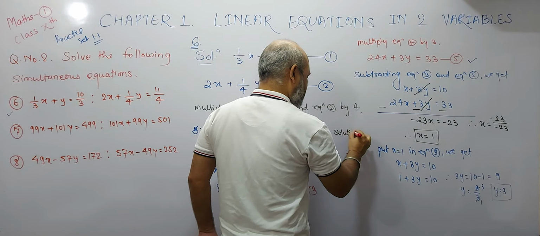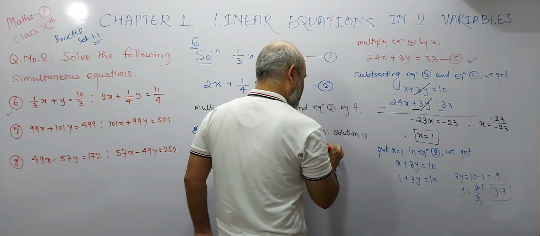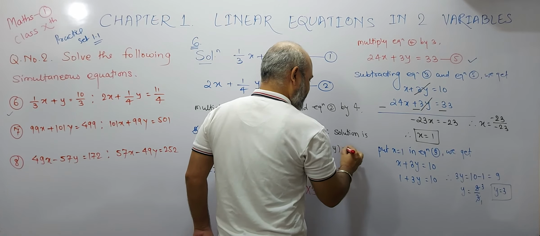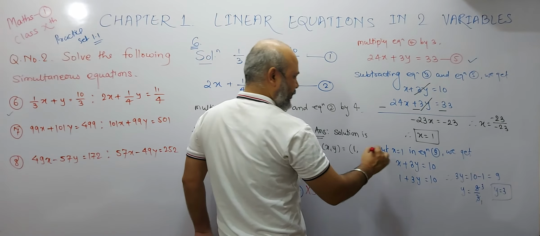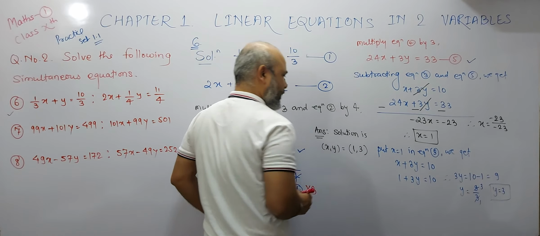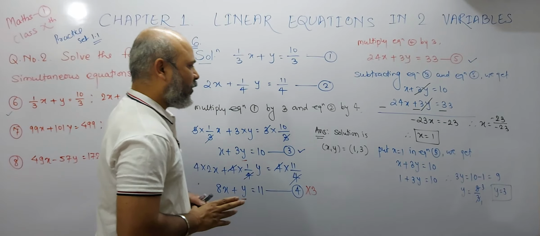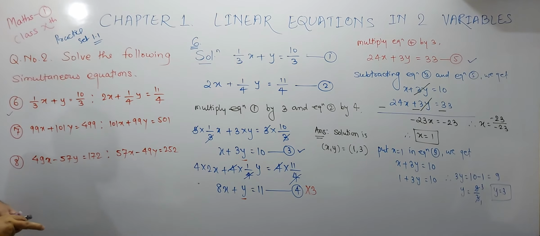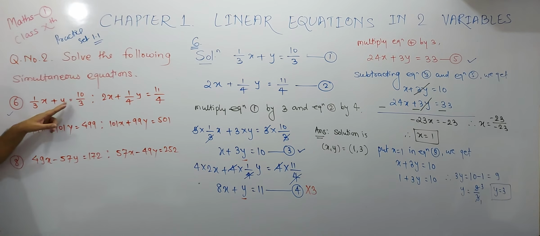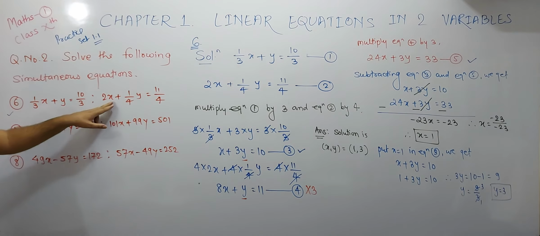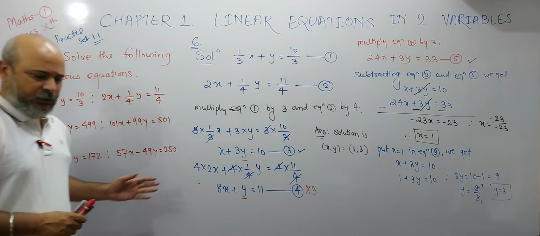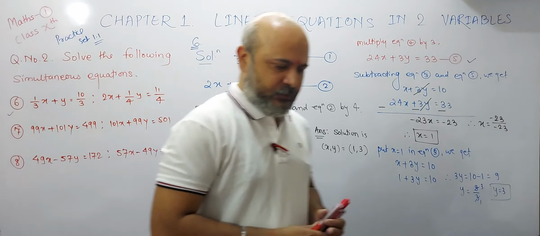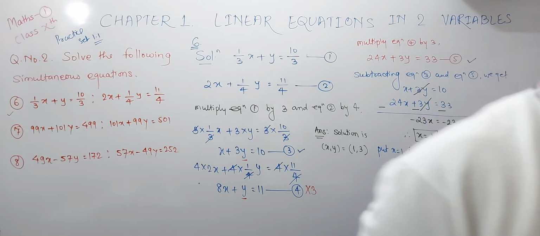Solution is x comma y, which is equal to, what is x? X is 1, and what is y? Y is 3. Okay, student. So this is the solution of our linear equations in two variables, 1 upon 3x plus y is equal to 10 by 3, and 2x plus 1 upon 4y is equal to 11 by 4. So this is the answer. Write it down, then we'll see the next question.